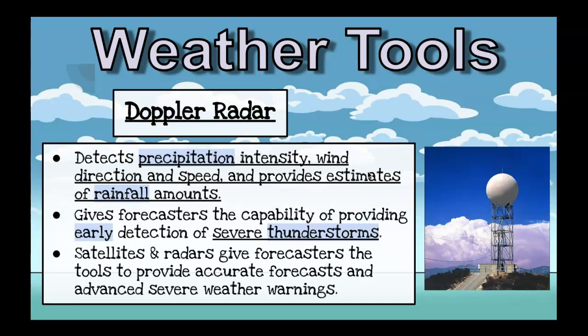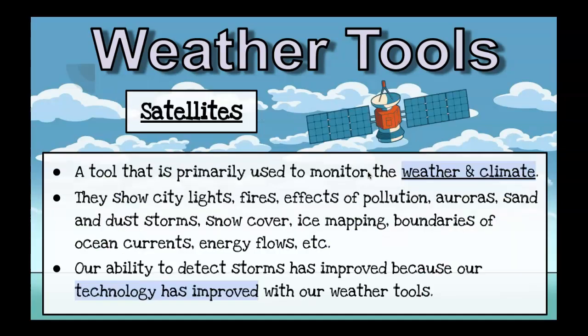This is beneficial because it gives forecasters the ability to provide early detection of things like severe thunderstorms. The Doppler radar is one of the key things that lets them create watches in plenty of time so that we have time to prepare. Satellites and radars give forecasters the tools to provide accurate forecasts and give us that advanced warning.